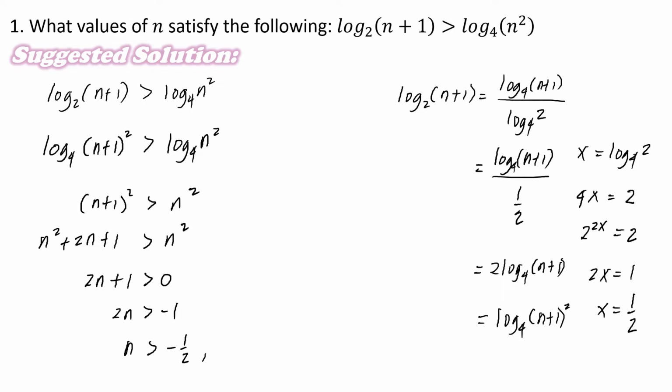Ibig sabihin, all values of n greater than negative 1/2 satisfies the inequality. However, kung babalik tayo sa ating given, dapat ang argument ng ating logarithmic expression sa left-hand side at sa right-hand side ng inequality symbol ay greater than 0. Ibig sabihin, sa right-hand side, ang value ng n ay hindi dapat 0. Ibig sabihin, ang ating final answer, all values of n greater than negative 1/2 and n is not equal to 0.